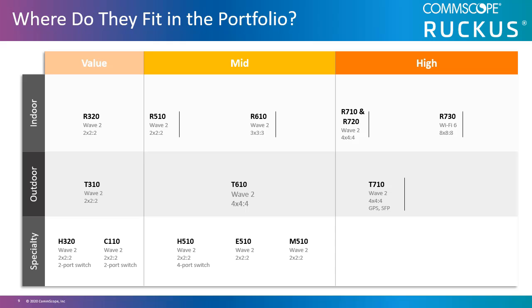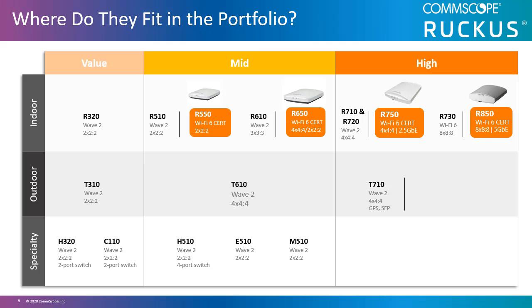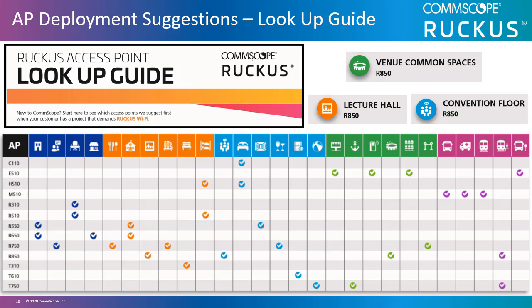Here is a chart of our APs based on tier performance and whether the AP is an indoor, outdoor, or specialty AP. You can see that the R850 is a high-performance indoor AP. It's the top dog. Along with that, we also have 2 Wi-Fi certified APs for the mid-tier, the R550 and the R650. We also have the T750, which is Wi-Fi 6 certified in the outdoor category. With this broad portfolio, it's important to understand where these APs should be deployed. We have a document called the Ruckus Access Point Lookup Guide that gives guidance on where to use what AP and for what application and deployment location.